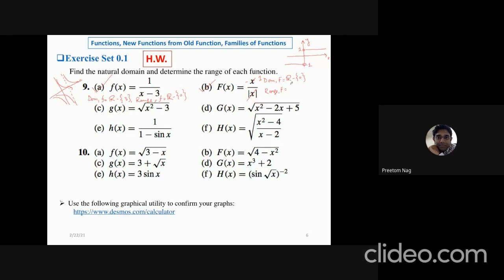Okay, then your range here will be a set of two elements, -1 and 1. It's a set of two elements and the elements are -1 and 1. So your range is -1 and 1. Okay.